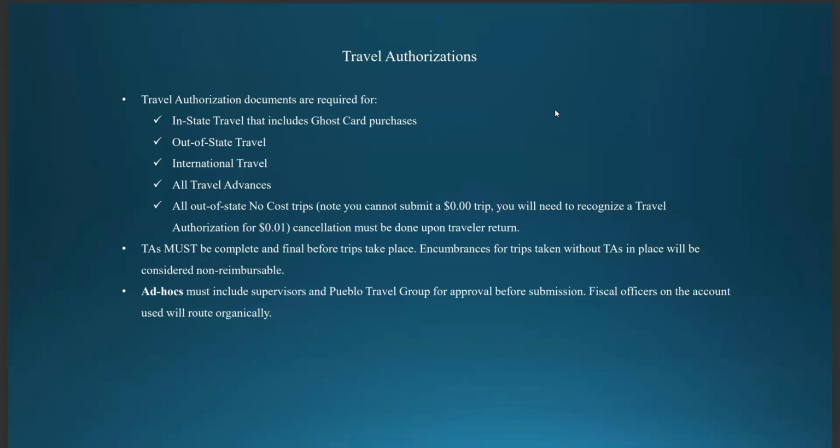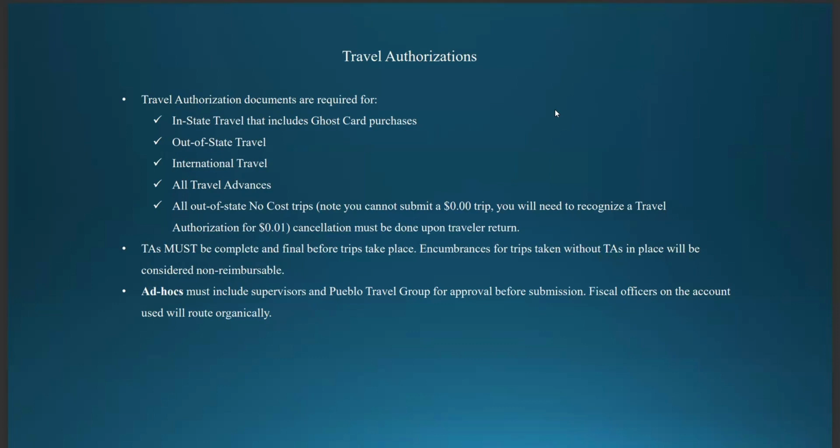So travel authorizations are required for in-state travel that includes ghost card purchases, out-of-state travel, international travel, all travel advances, whether they're in-state or out-of-state, and all out-of-state no-cost trips. So if you're traveling, but you don't want anything reimbursed, everything's going on a travel card, you don't want per diem, any of that stuff, you're still going to do a TA in the system for a penny, okay? And then once the traveler comes back, you are going to go in and cancel that TA.